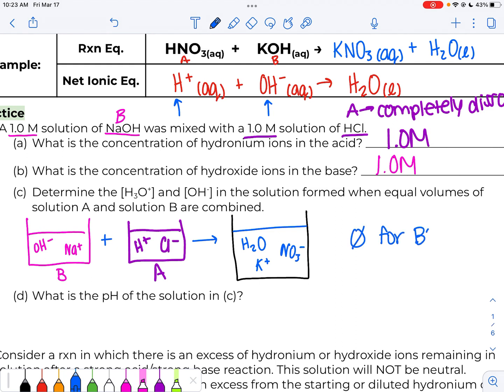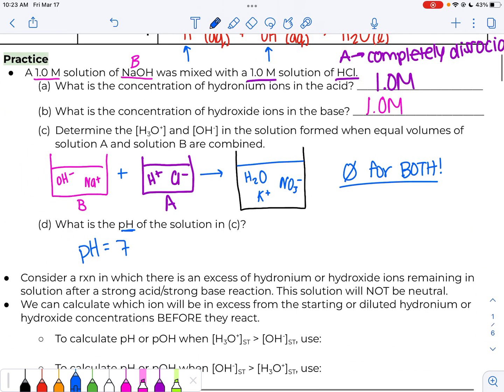0 for both. They've completely neutralized, so they have no concentration left. So if there's no free hydroniums and no free hydroxides, what should the pH of our solution be? Well, if there's no acid or base, we're going to sit right at that neutral line. So our pH must be 7 because we're in a neutral solution.